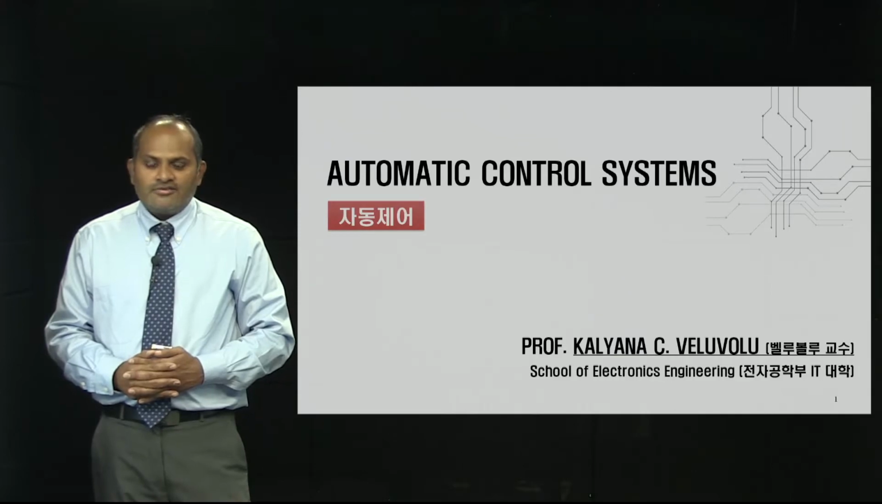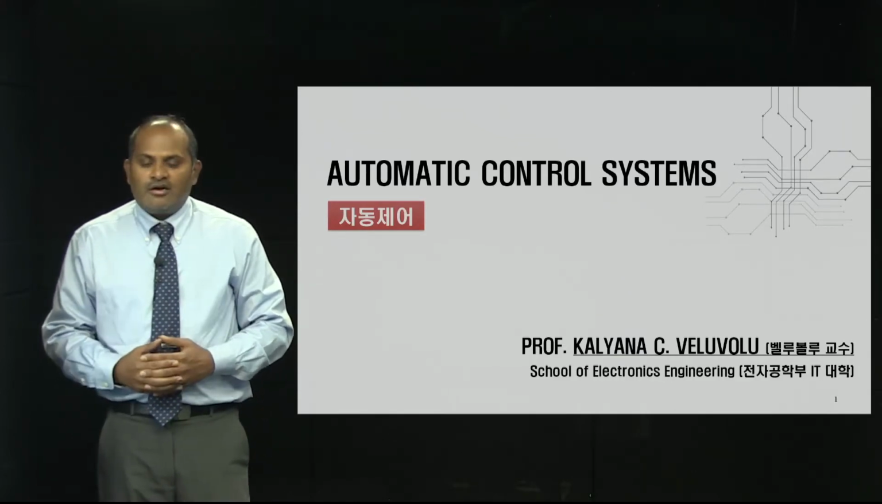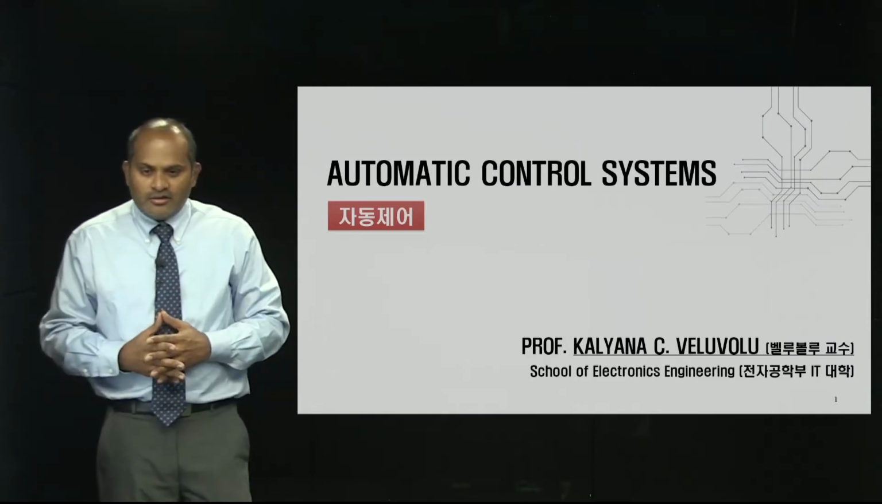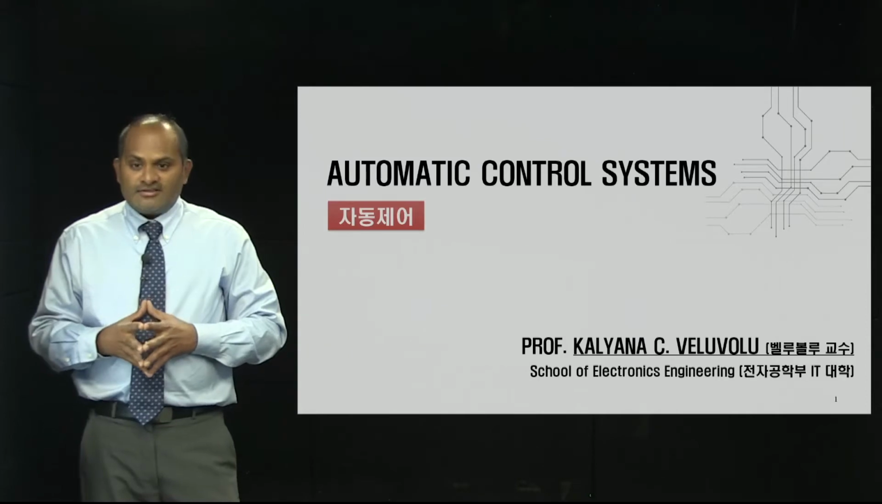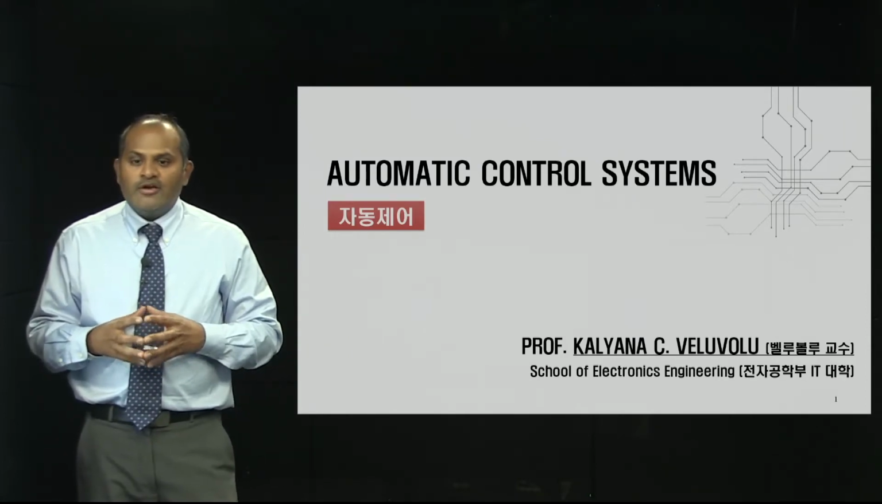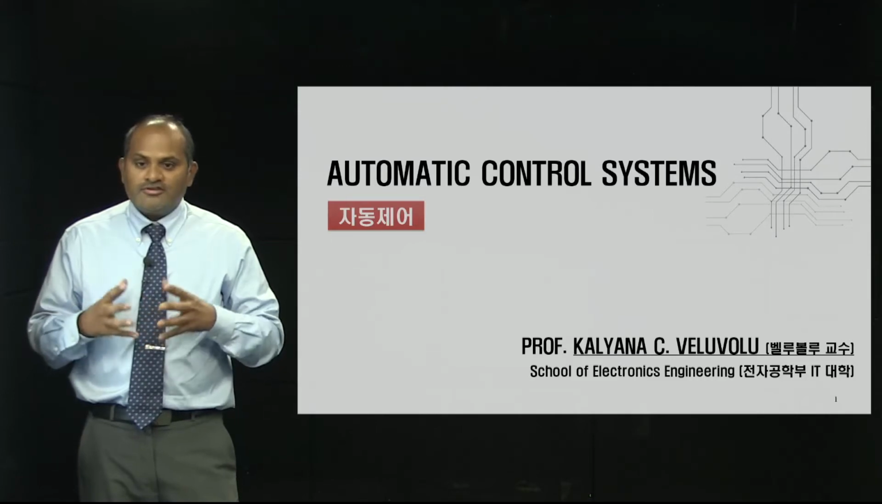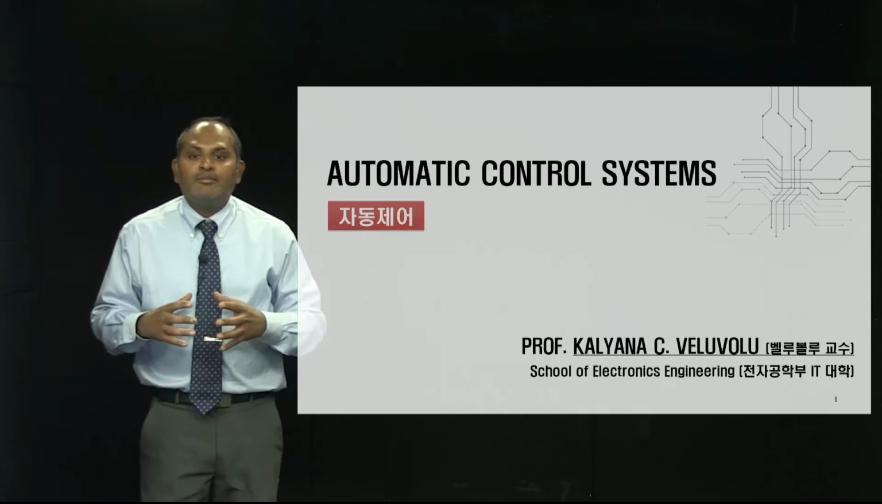In the last class, we discussed modeling of physical systems. From this part, we are going into a new domain, a new part of automatic control. This is what we call analysis. Once you develop a model, we need to analyze the system, analyze the model. So when I say analysis, we are looking at the performance.